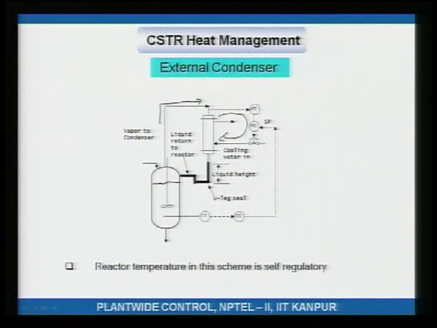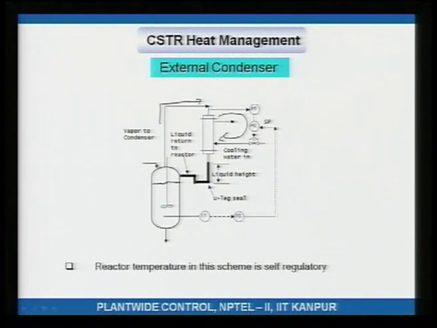What this loop is doing is adjusting the condensation rate to keep the pressure constant. Whatever vapor gets generated because of reaction is getting condensed in the condenser, and to do that you are adjusting the cooling duty inside the condenser, that is, by adjusting the cooling water flow rate.